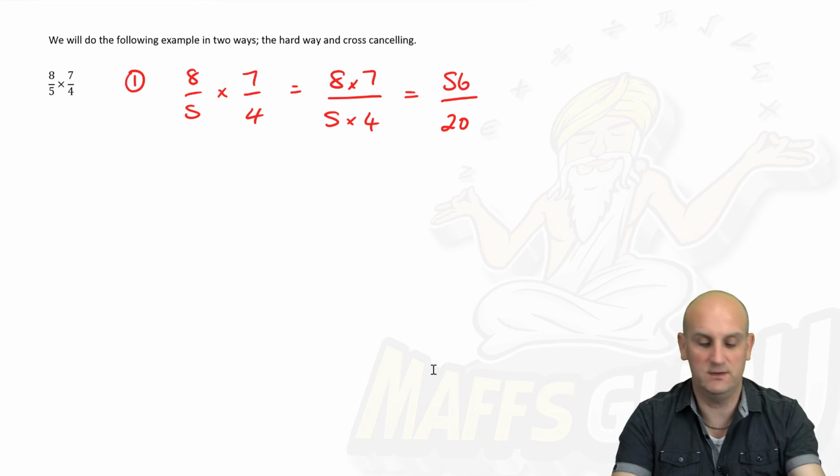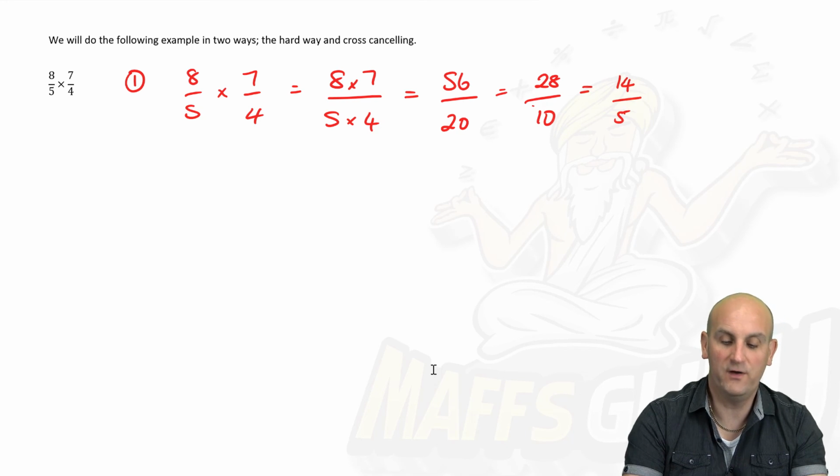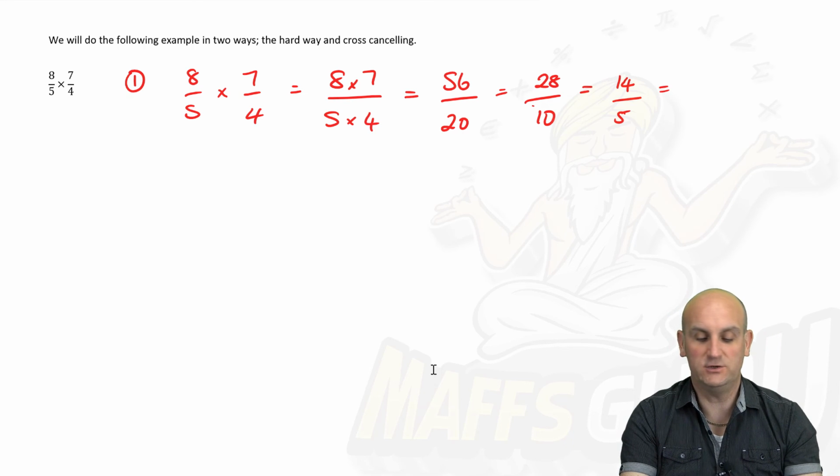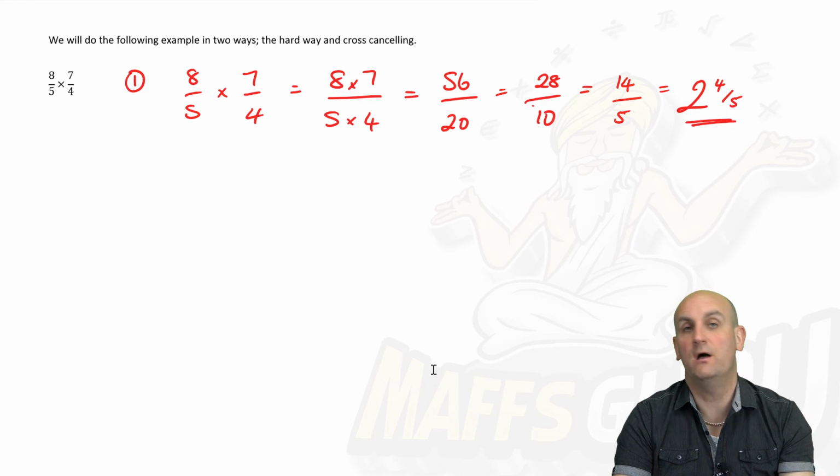They are both even numbers, so I'm going to cancel that down to become 28 on 10. And again, I can cancel them down because they're both even numbers, which gives me 14 on 5. That now means that I've got to write that as a mixed fraction. 5, 10 goes in 2 whole times and 4 left over. Okay, now that was the hard way.